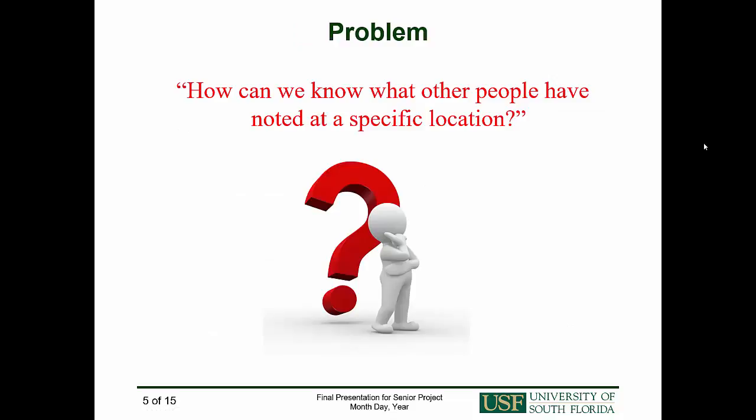Problem. So the problem is, how do we know what other people have noted at a specific location? Let's say I went to a restaurant. I want to know what food I can eat here. I haven't been here before, but I want to know what other people have already said about this restaurant, particularly. Let's say I went to a museum. I want to see an artifact, but I don't know what artifact is good to look at.